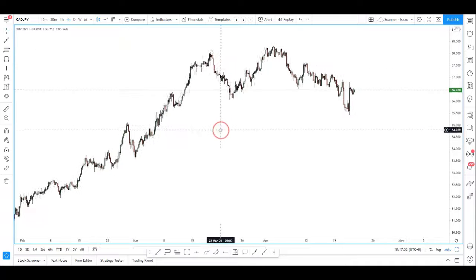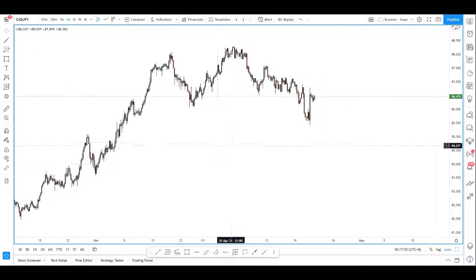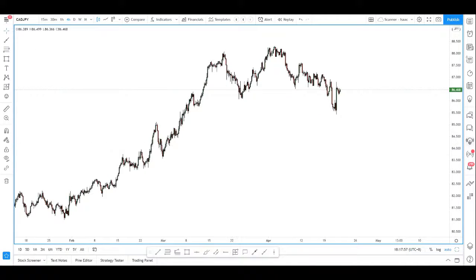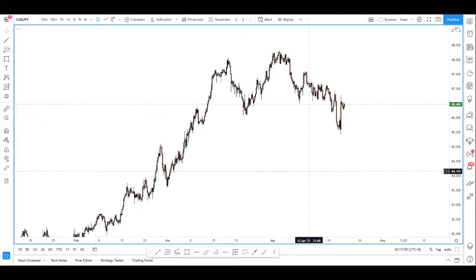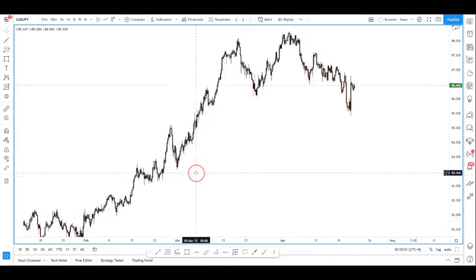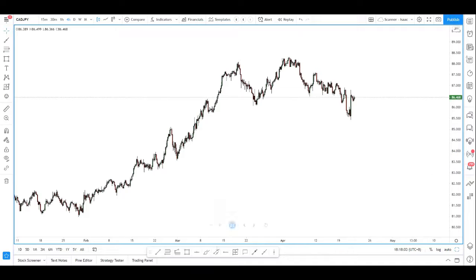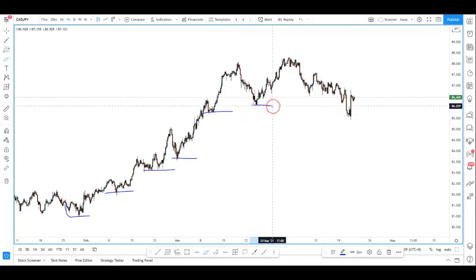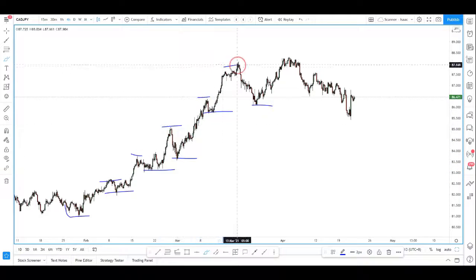So what I have here is CAD yen on the 4 hour, and looking at market structure, we can see that the price is giving us a clue that the trend is reversing. Originally we are on an uptrend, right? Price has been making a series of higher lows, and a series of higher highs. So this is quite easy to spot.